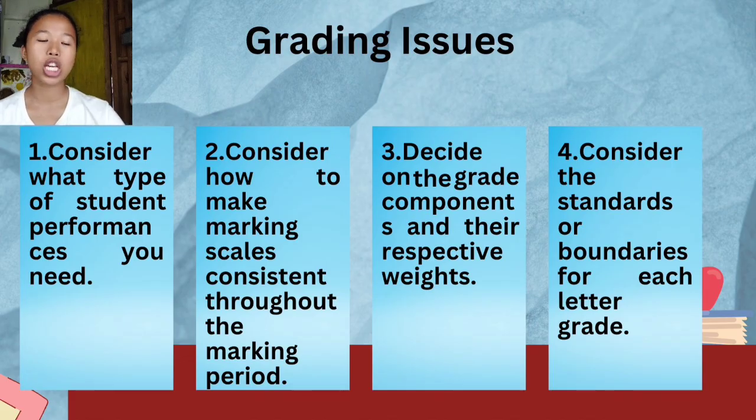And for the third grading issue, decide on the grade components and their respective weights. In the basic education level, there are weights for each assessment component. In the tertiary level, it is institutional. Nonetheless, teachers are chiefly responsible for providing quality classroom assessments, those that are valid, reliable, and fair. And for the fourth one, consider the standards or boundaries for each letter grade. Once identified, these should be followed across all subjects to maintain the same standard of quality and comparability.